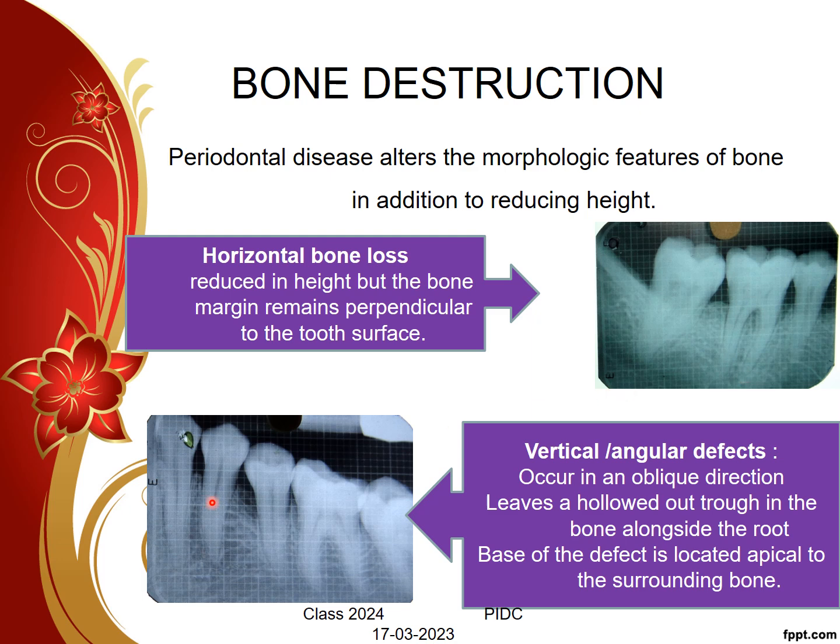Supposing it is in an angulated manner or in an oblique direction to the long axis of the teeth, it's called a vertical or angular defect. It leaves a hollowed-out, trough-like effect alongside the root, and the base of the defect is located apical to the surrounding bone. So this is called a vertical or angular defect.